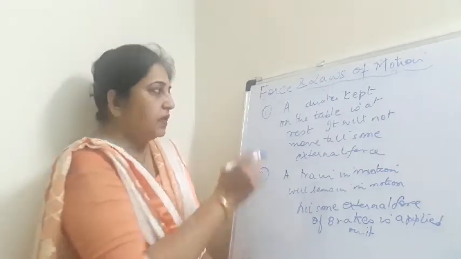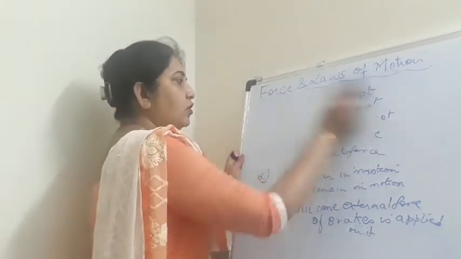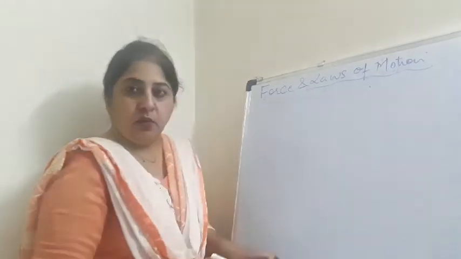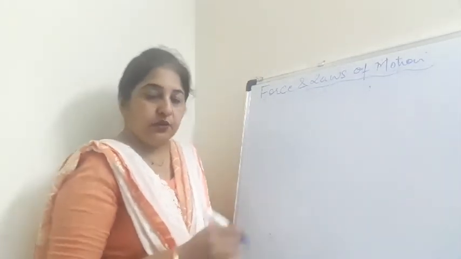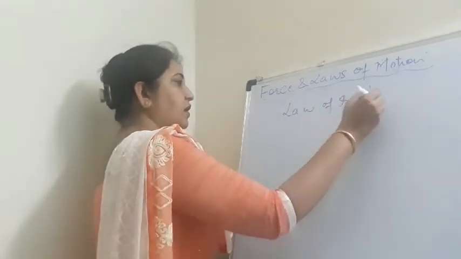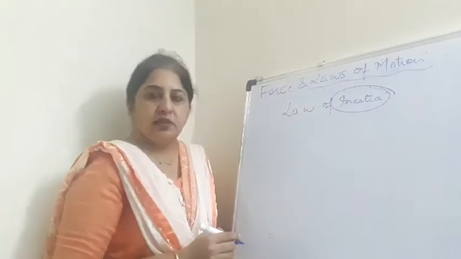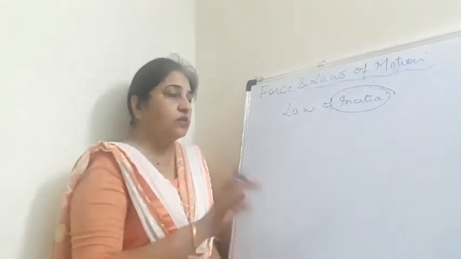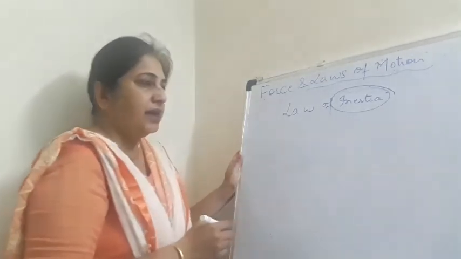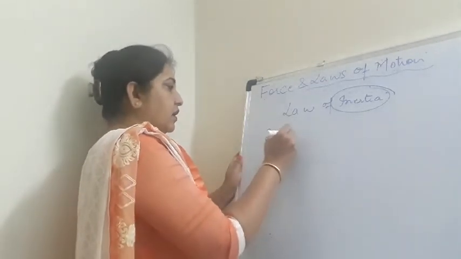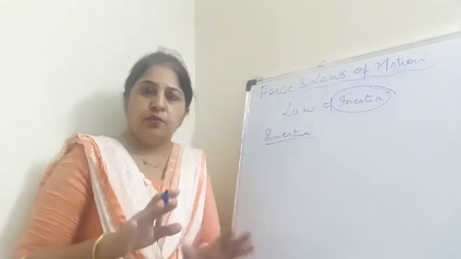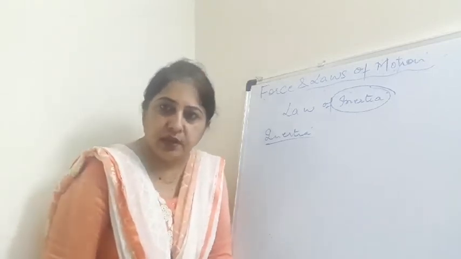Now, the first law of motion is also called the law of inertia. Okay, what did I say? The first law of motion is also called the law of inertia. So let us understand what inertia is and why the first law is also called the law of inertia, right? So as I told you, a book kept on the table will continue to be on the table till we apply some force on it, right?